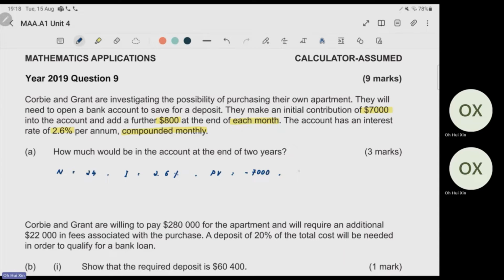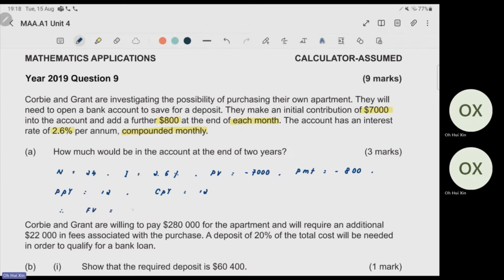And your regular deposit, you also save this in the bank, right? So the money flows from you to the bank, so that's why negative 800. Then continuing, we are finding our FV, so we skip that first. PPY here is payments per year. You make your deposit every month, so that's 12 times per year. And CPY refers to how many times your interest is compounded per year. Your interest is compounded monthly, so that's also 12. Okay, so after finding that, you should be able to find your FV.